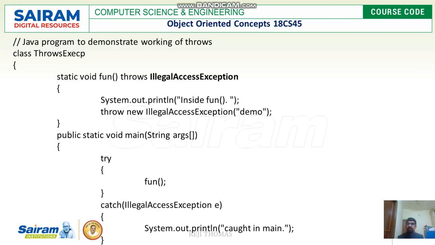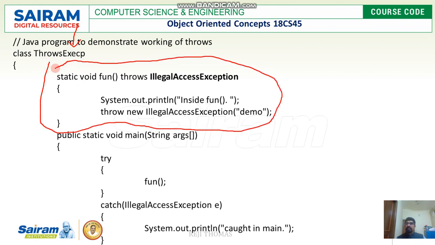Let us see a small example. You can see the class called throw exception. This is the method, and the method says if anybody calls me, I'm going to throw illegal access exception. Let us go to the main method. Inside the main, I call the fun method. The fun method says very clearly, if you call me, I may throw illegal access exception. So I have to deal with that, and I have written a catch for this illegal access exception in my main method.